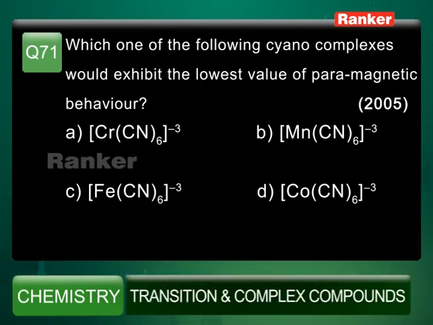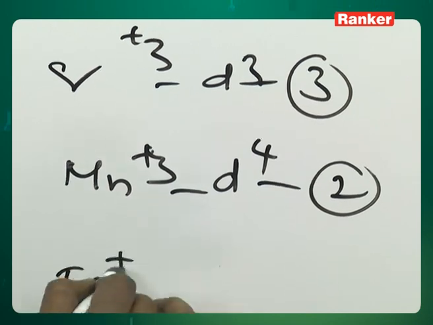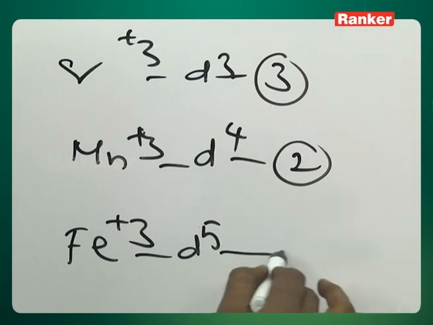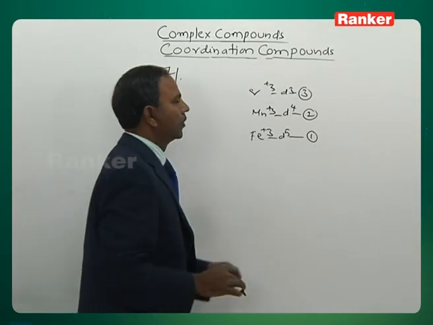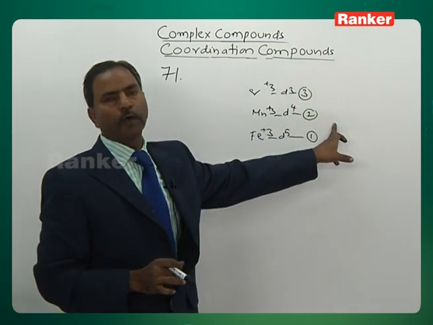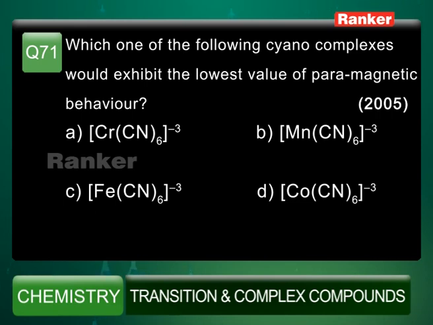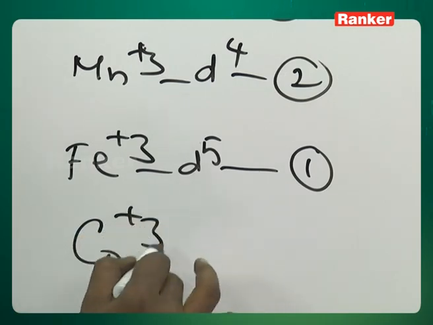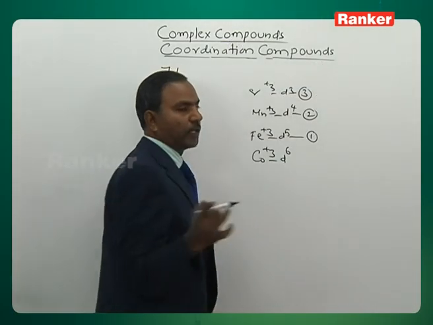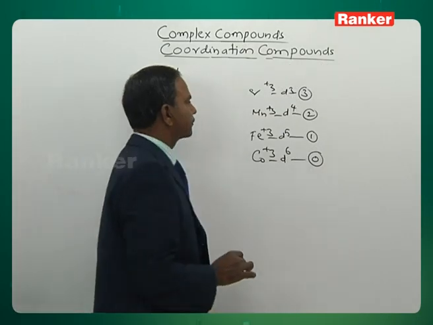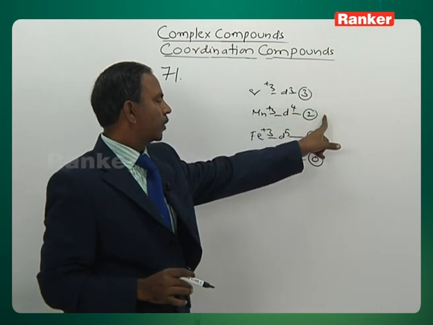Next, [Fe(CN)6]3-. Option 3, Fe +3. D5. Cyanide is strong field, means electrons are getting paired. 1 unpaired electron. First one 3 unpaired electrons, second one 2 unpaired electrons, third one 1 unpaired electron. Coming to the fourth one, [Co(CN)6]3-. Here is cobalt +3 and it is d6, but cyanide is strong field ligand. Then electrons are getting paired, 0. No unpaired electron here.